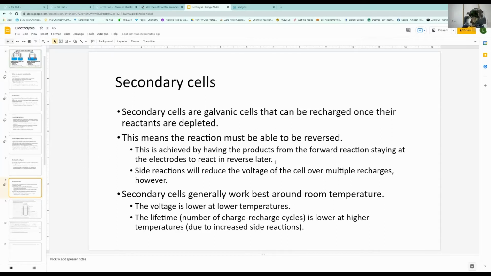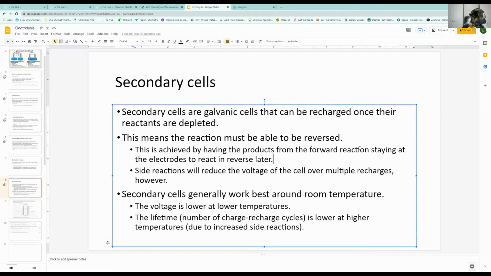For it to be able to be reversed, the products need to stay at the electrodes. Obviously, if the products aren't at the electrodes, if they've left because they're a gas or they've gone off into solution, you can't have the back reaction because there are no reactants there, i.e. the products from the original reaction are not hanging around. If they're not touching the electrode, the reaction can't occur, so you can't recharge it, which is why alkaline batteries and things like that can't be recharged. The products have gone off somewhere and can't be used there.